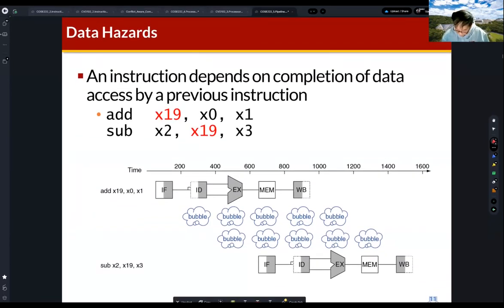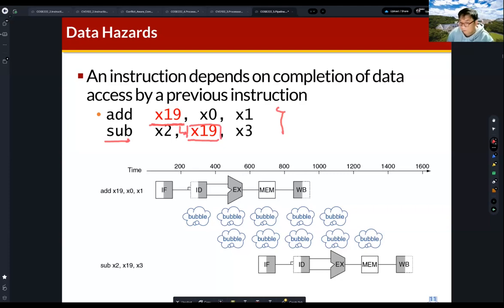I mentioned that the data hazard is caused by data dependencies, right? So this is an example of the data hazard. An instruction depends on completion of data accessed by a previous instruction. In this example, the add instruction stores its result in x19, right? And then the very next instruction, the sub instruction, actually uses the result of the add instruction.